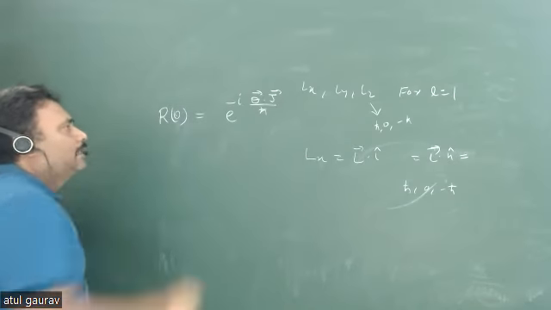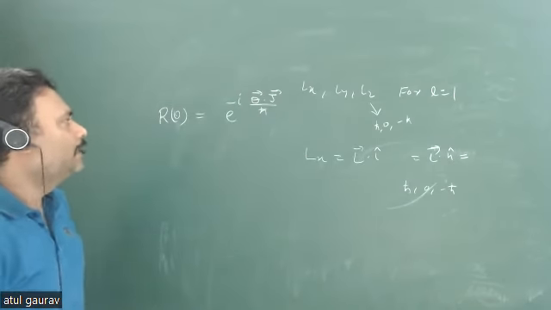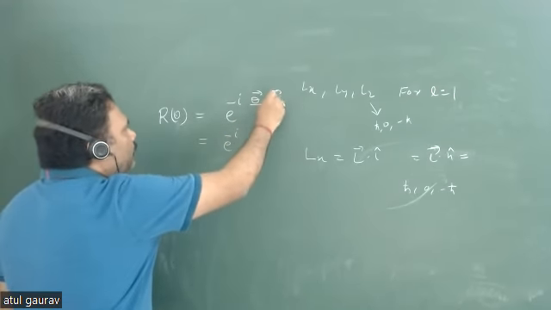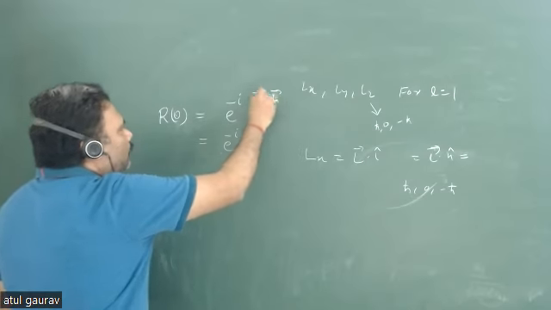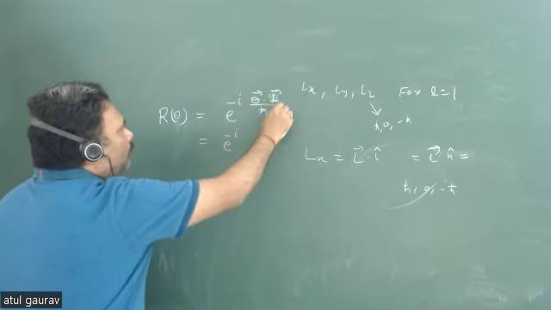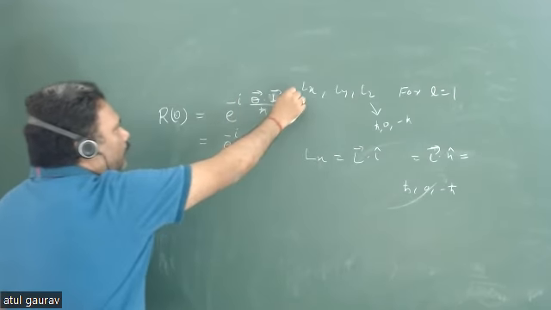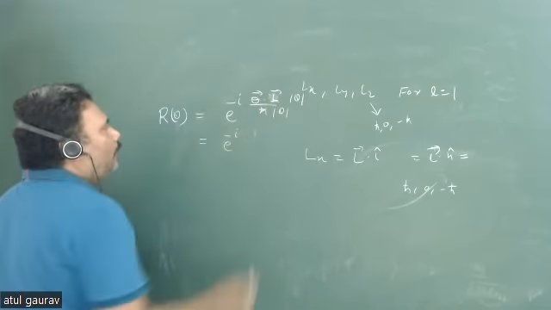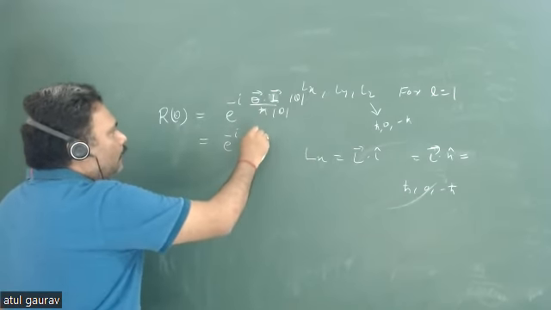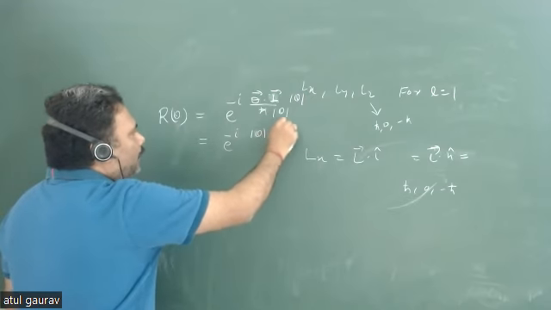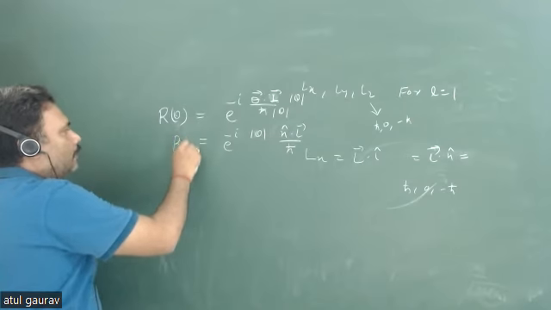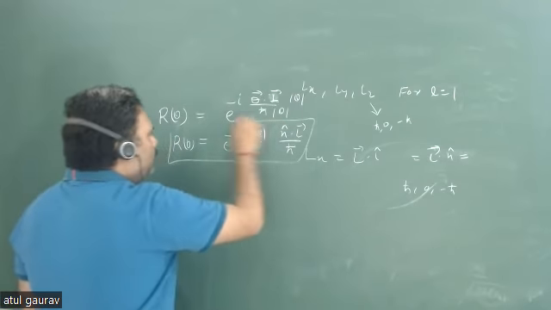You are writing in an arbitrary direction, the direction of theta. How will you write this? This can be written as e to the power minus i, and you can write L here, I am using the L vector. You divide it by mod theta and multiply it by mod theta. So theta by mod theta is what? A unit vector. So you have e to the power minus i mod theta n cap dot L upon h cross. So this is your rotational matrix you can use here.